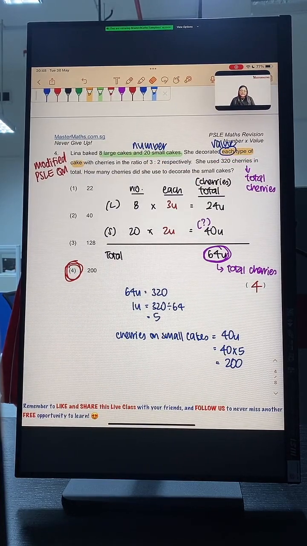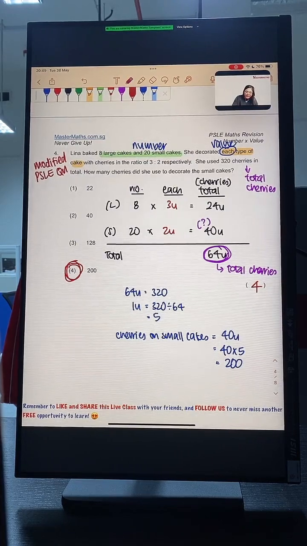Okay, the question says Lina baked 8 large and 20 small. So I have 8 large, 20 small. The number column is quite straightforward, right? Question gives you, you just put it inside. Then the question also says that the number of cherries for each of these types is 3:2.